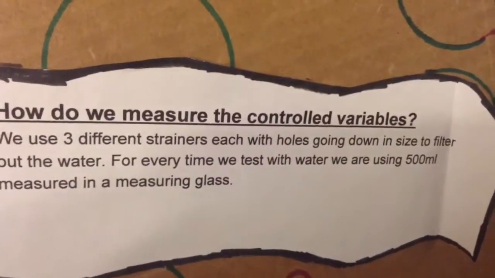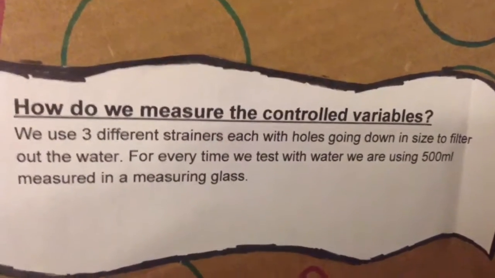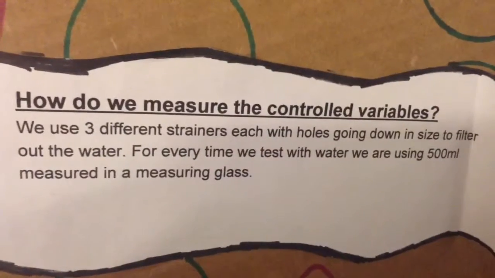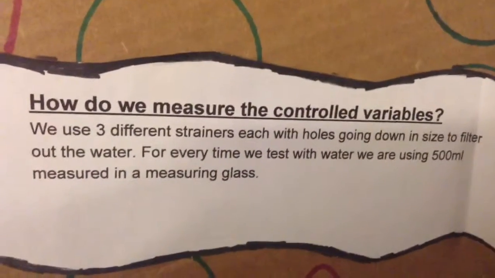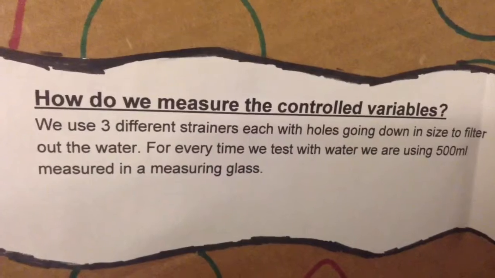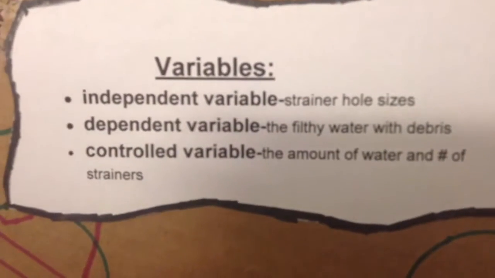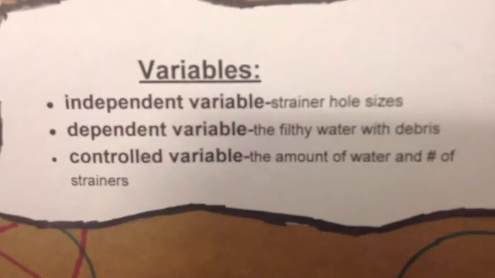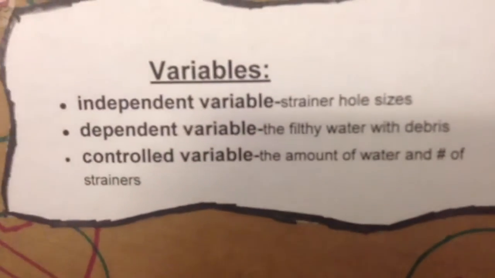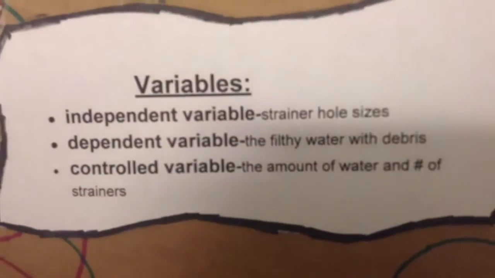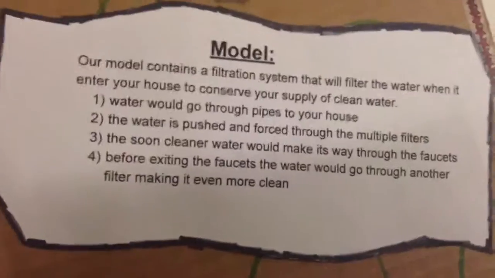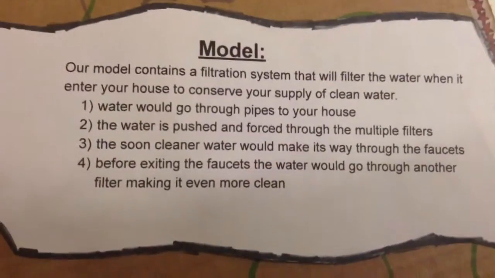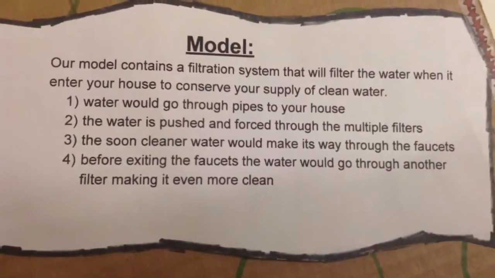How do we measure the controlled variables? We use 3 different strainers, each with holes going down in size to filter the water. For every time we test the water, we are using 500 milliliters measured in a measuring glass. Variables. Our independent variable was the strainer hole sizes. The dependent variable was the filthy water with debris, and the controlled variable was the amount of water and the number of strainers. Model. Our model contains a filtration system that will filter the water when it enters your house to conserve your water supply.